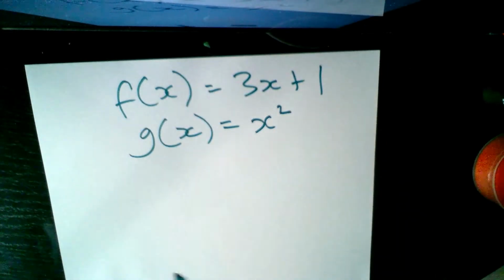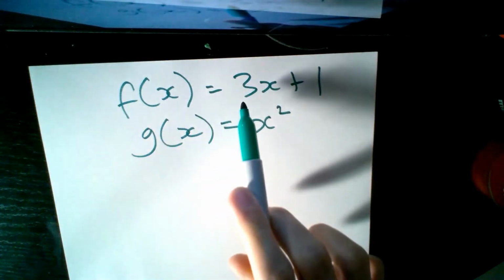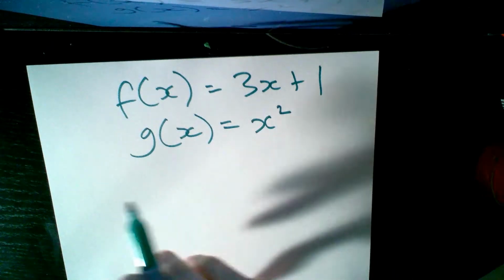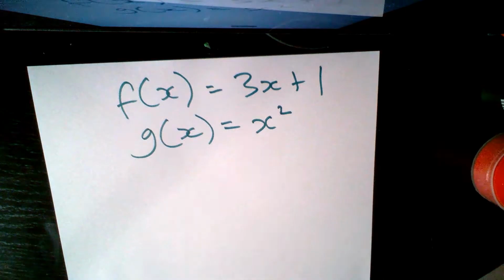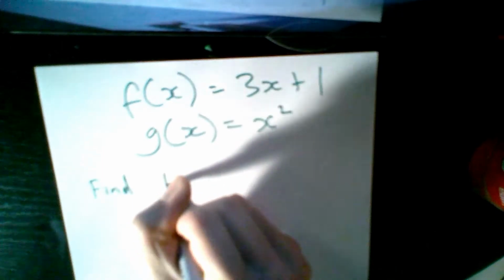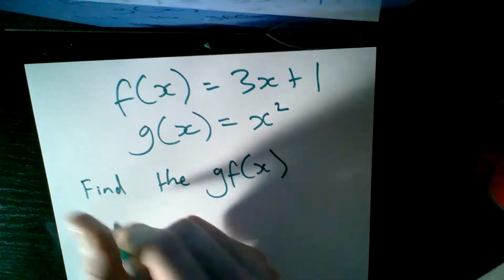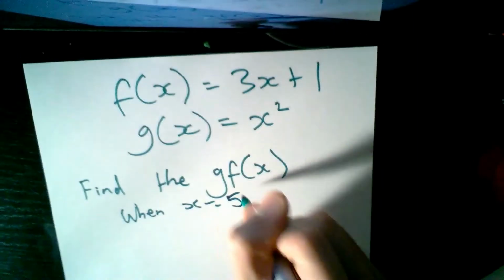Okay? So let's say we put 4, the number 4, into the f of x. We would multiply 4 by 3 and then add 1, getting 13. But if we put 4 into the g of x, we would get 16, 4 squared. So there are two completely different functions. But in the exam, it says find the g of f of x. Okay? Find the g of f of x when x equals, let's say, 5.